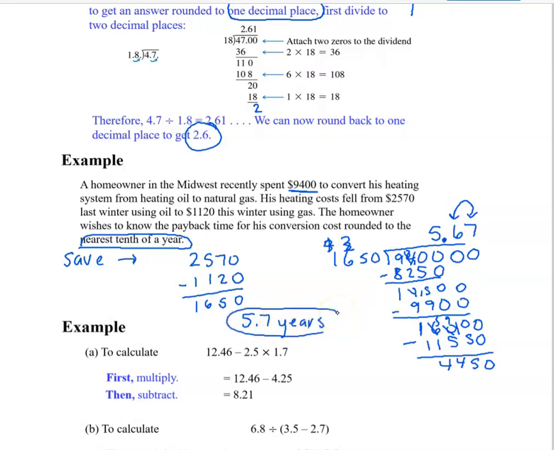It's going to take 5.7 years to start, how did they word it? That's going to be when I start getting payback. Anything after 5.7 years, I'm going to end up saving money after I've spent this initial 9,400.